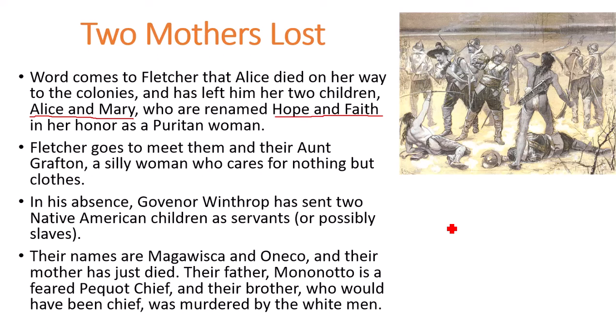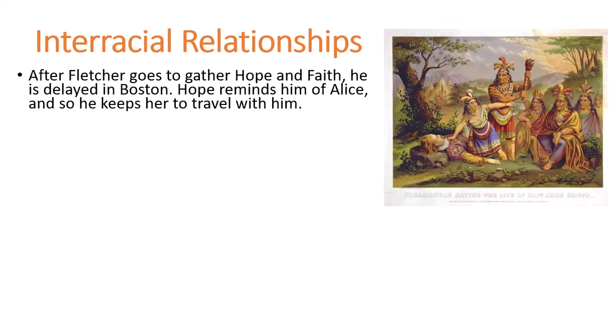So Fletcher is gone, getting Hope and Faith, and now the two Native American servants have come to live in his house. After Fletcher goes to gather them, he's delayed in Boston. Hope reminds him of Alice, and he enjoys her company, so he keeps her with him as they travel, along with one of their other servants, and sends the rest of the group back to his house. So it's a number of weeks that he's gone.